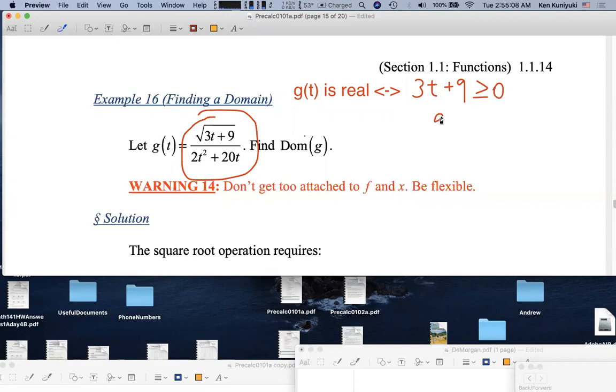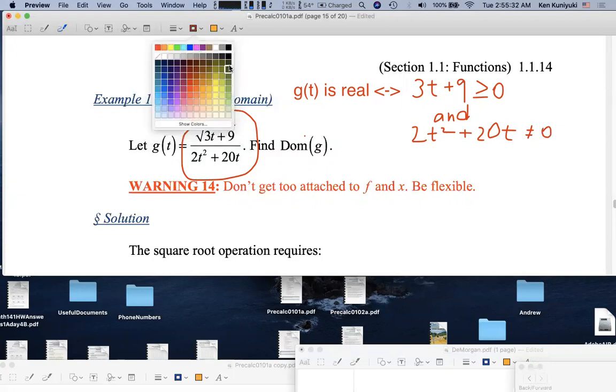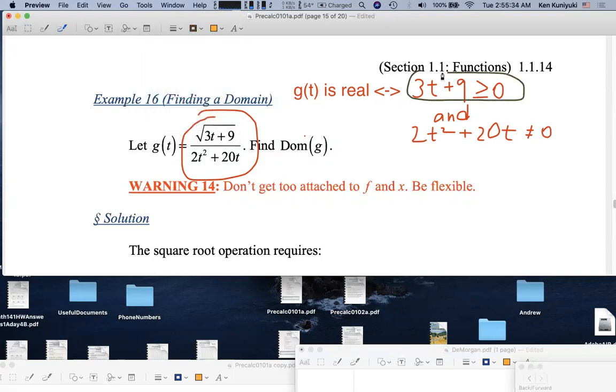And furthermore, the denominator, 2t squared plus 20t, cannot be what? In order to keep it real, the denominator, 2t squared plus 20t, cannot be 0. So G of t is real if and only if this is true and this is true. We can only take square roots of non-negative values, and we never divide by 0.